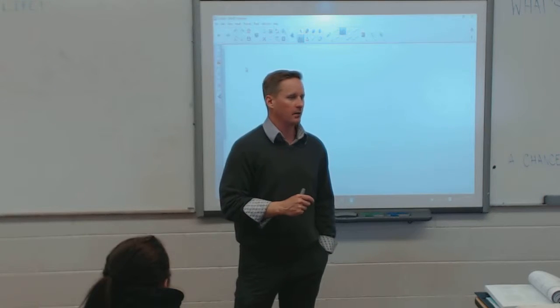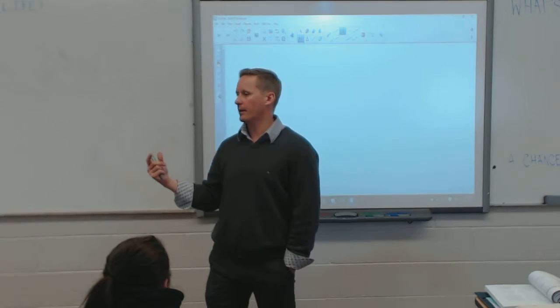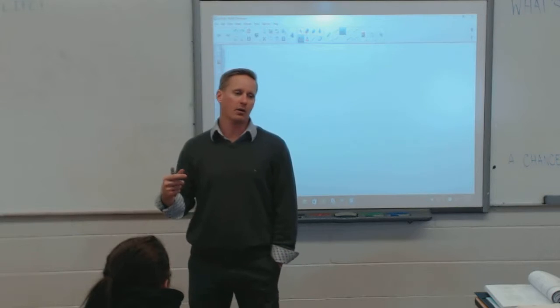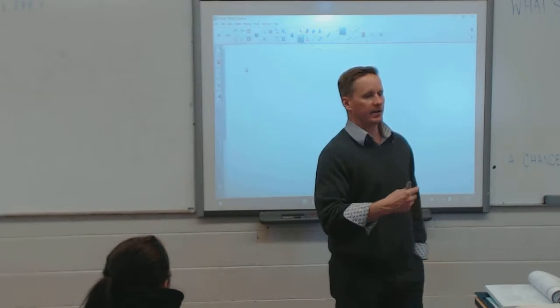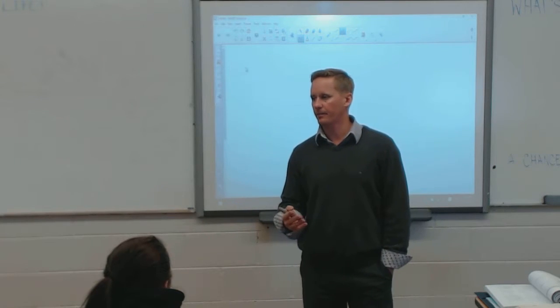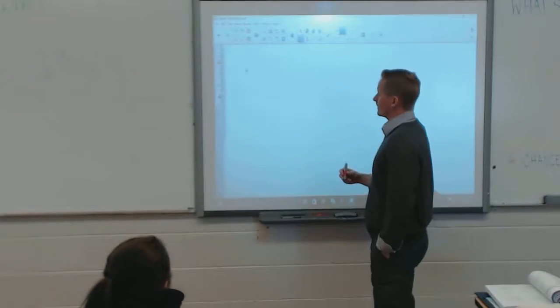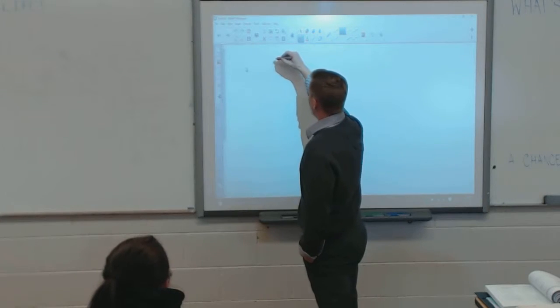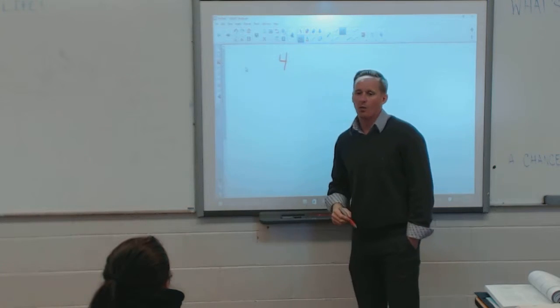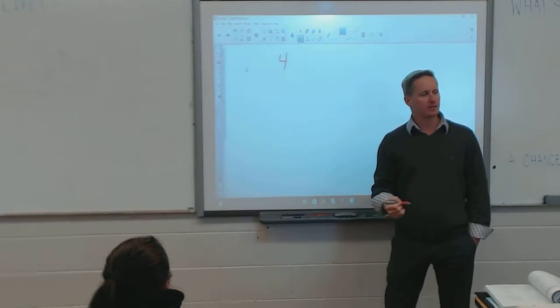Maybe 11 squared. Okay, so how do I find out if it's a perfect square or if it's not? Well, they use a method called prime factorization. It looks something like this. I'll start with a very small one, 4. I want to find the prime factors of 4.